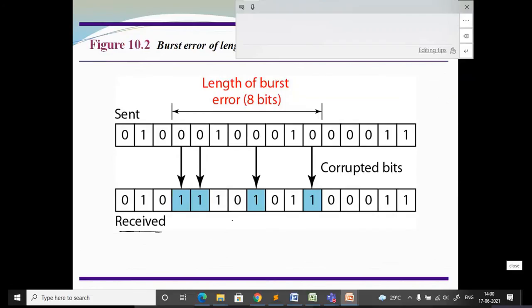Now the technique you are going to learn is to check which bits got error. Out of these 8 bits, which are the bits that got corrupted or changed? Identify that using error detection. Once it is done, you will be learning techniques to correct those errors.